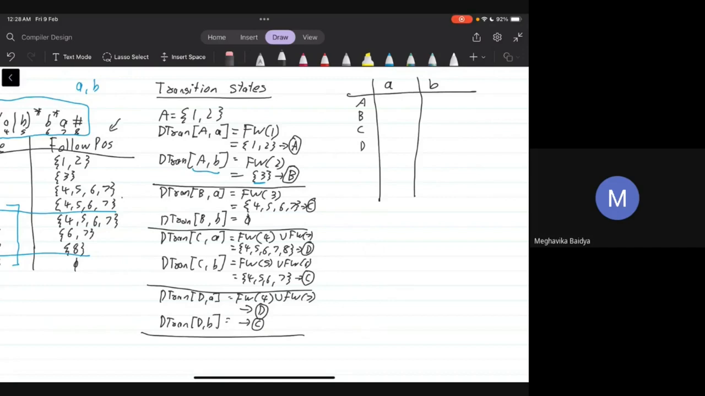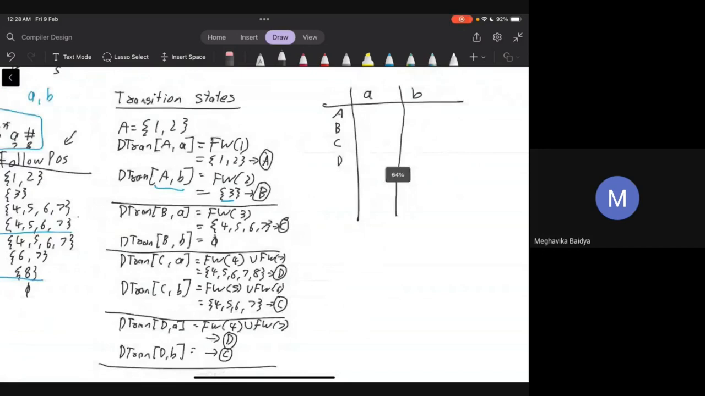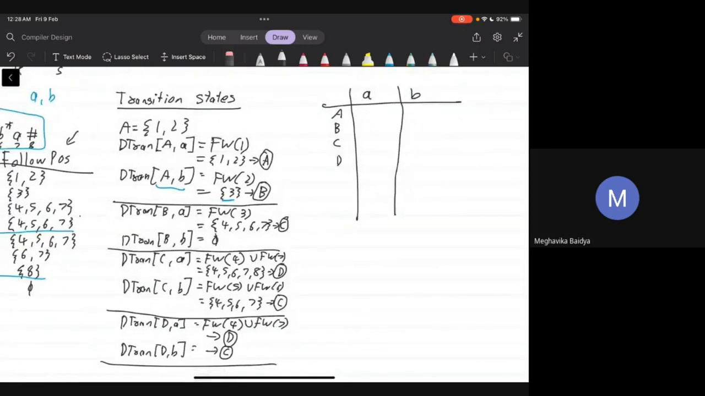Tell me now, one thing. If there were more than two characters, then we would have had to do it for A, B, C, and so on, for all of these. Yep. Okay, got it.